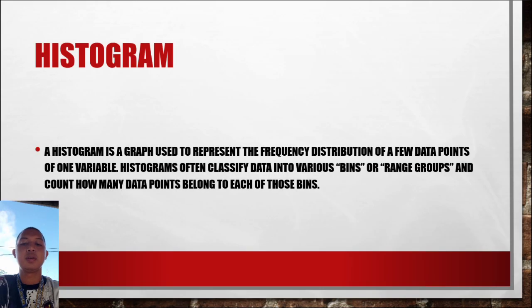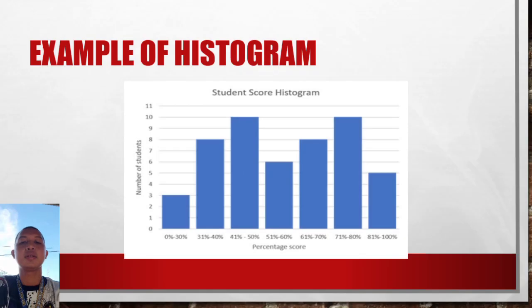Histogram. Histogram is a graph used to represent the frequency distribution of a few data points of one variable. Histograms classify data into various bins or range groups and count how many data points belong to each of these bins. This is the example of a histogram.